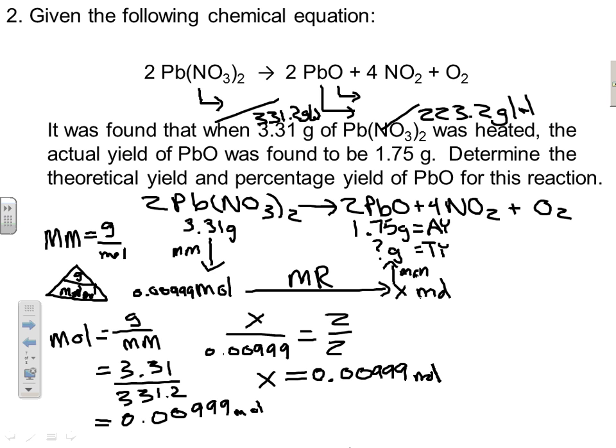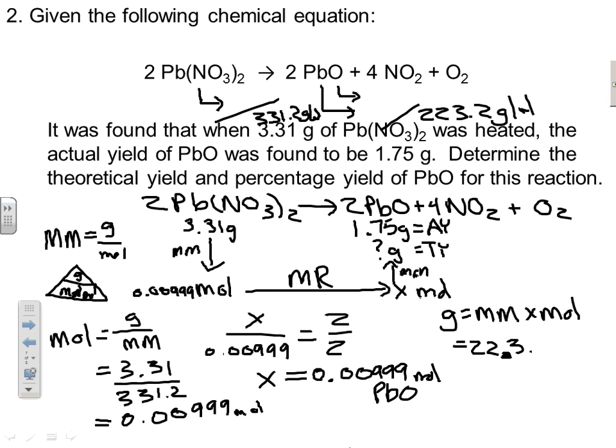0.00999 moles of this. And that's PbO. Now we're going to go back the other way. We want grams. Grams is equal to molar mass times moles. My new molar mass of lead oxide, 22.3, oops, 223. Ignore that decimal there because I can't erase.